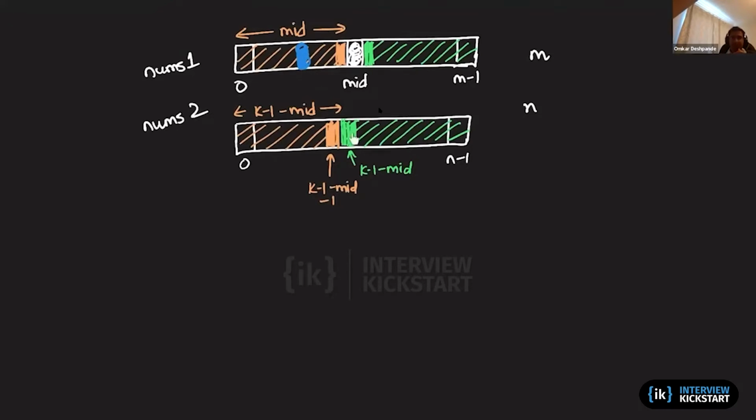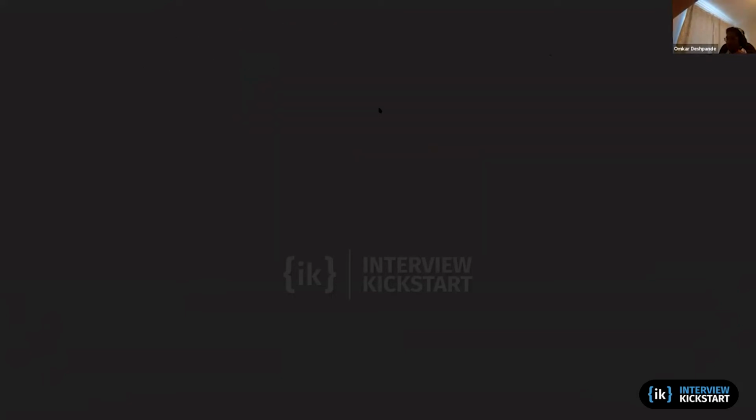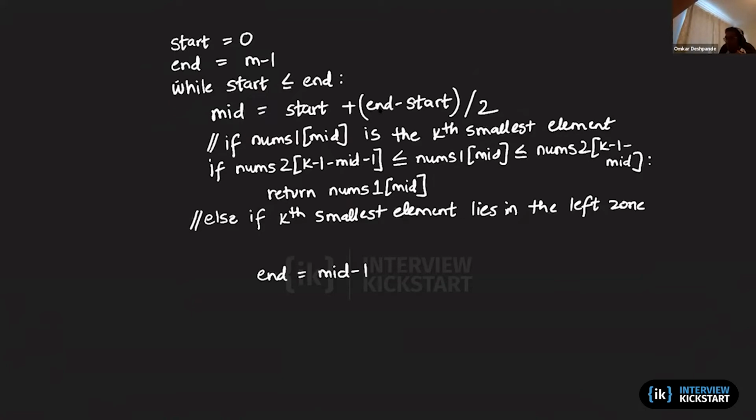Yeah, right? It must be orange. So in other words, if I check that nums2 of k minus 1 minus mid, instead of being greater than or equal to my value, ends up being less than my value, that means the kth smallest value must lie somewhere to my left. Let me write this down and then I can take more questions.